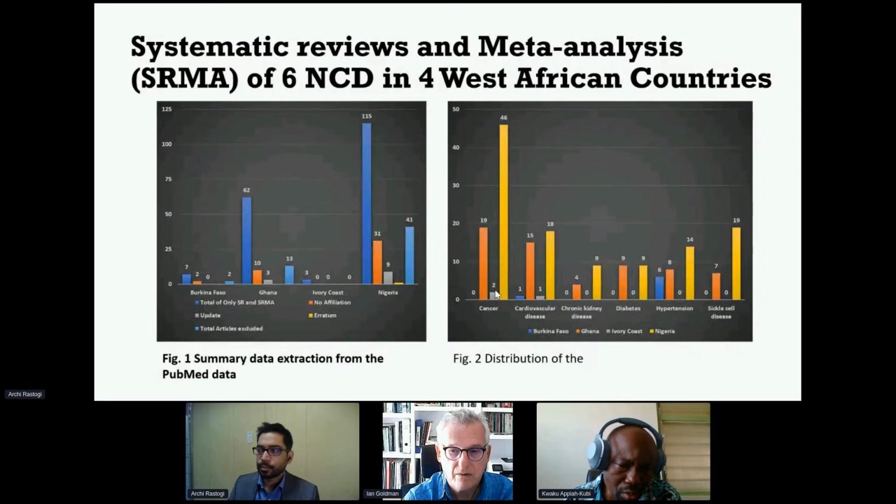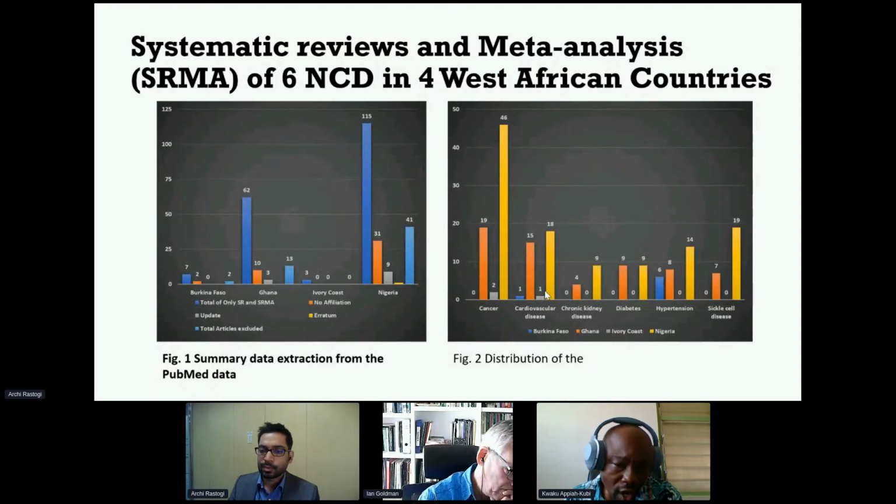and Burkina Faso just one study on cancer. Ivory Coast didn't do anything at all on cancer. Then cardiovascular disease, again, Nigeria is leading, followed by Ghana. Then we have something to show for Burkina Faso this time round.